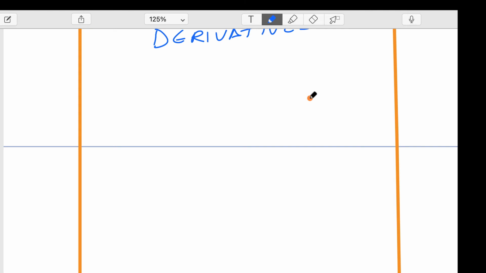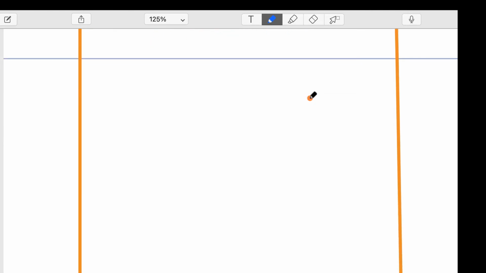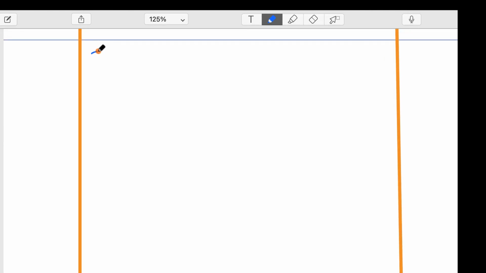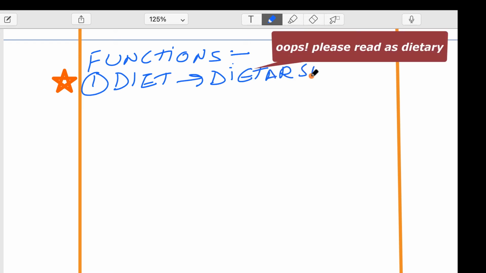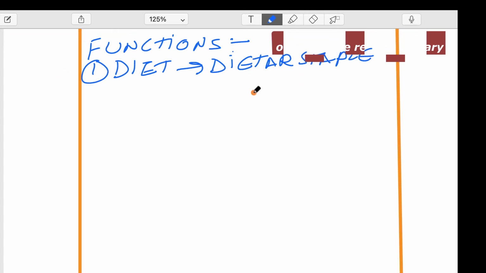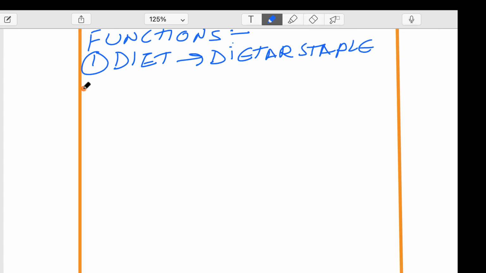Let us take up the second aspect, that is, the functions of carbohydrates. Carbohydrates, as I said, are widely present in nature, so they have a lot of functions. The first one is diet. They are used as a dietary staple. In many parts of the world, many people are dependent on carbohydrates for their survival.